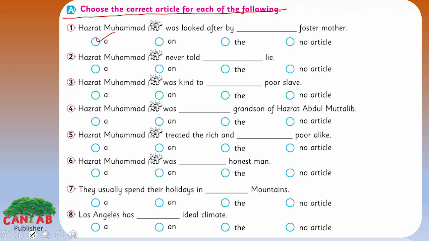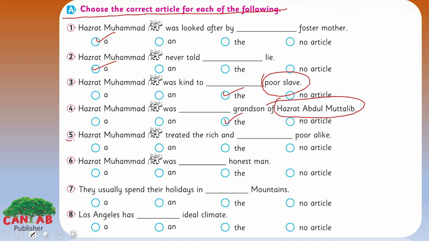Look at the second one. Hazrat Muhammad sallallahu alaihi wasallam never told a lie. What will be the right option? Yes, A. Hazrat Muhammad sallallahu alaihi wasallam was kind to the poor slave. Here, the poor slave is a specific community or group, so we will add the here. Hazrat Muhammad sallallahu alaihi wasallam was the grandson of Hazrat Abdul Muttalib. Here, Hazrat Muttalib is specific, so we will choose the here.